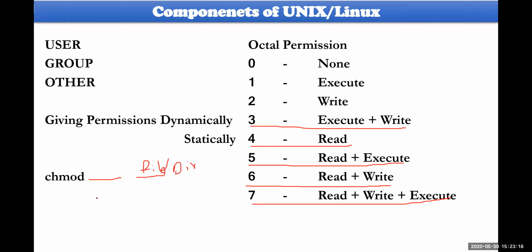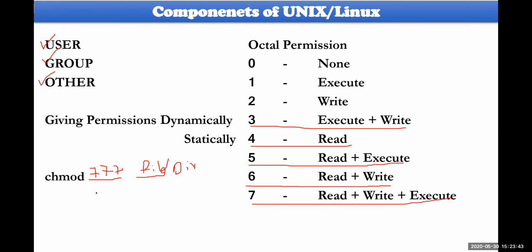If you specify only one number here, a single number, the first number is always for setting the permissions for the user only. The second number will be set for the group, and the third number will be set for the others. So 777 means all permissions to everybody.